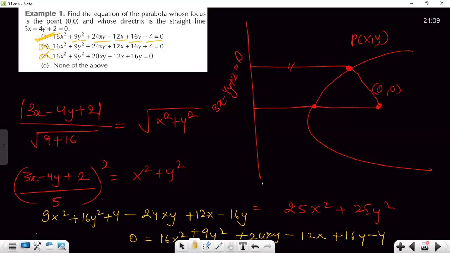Yes, sir. Great. So what we learned from here: the distance between the directrix and any point on the parabola, and the distance between that point and the focus, these two distances are always equal. This is an important property. Let's now solve two more examples, then we'll have a break.